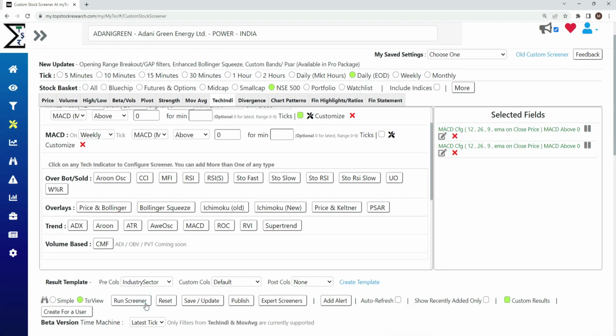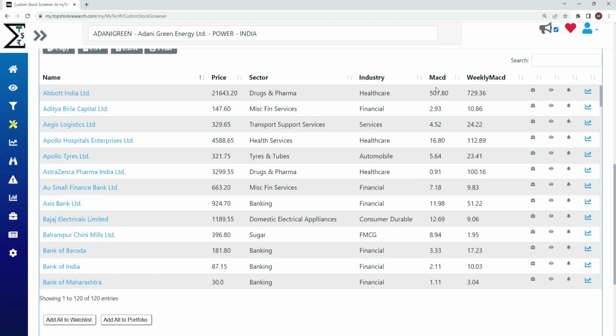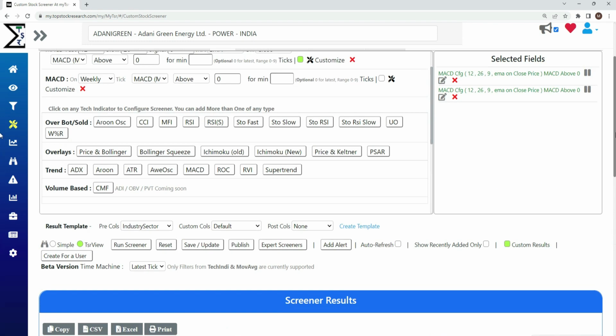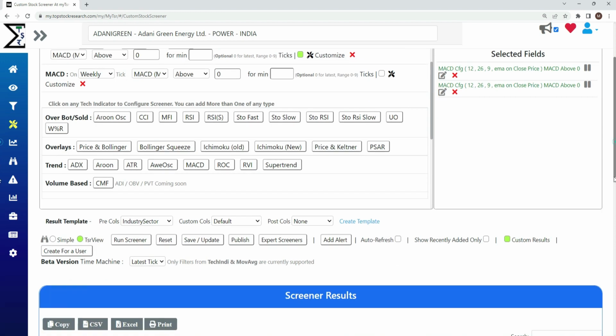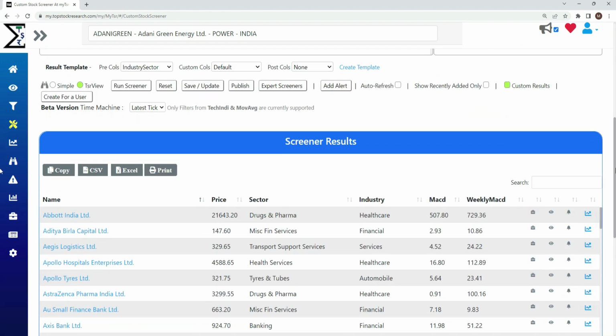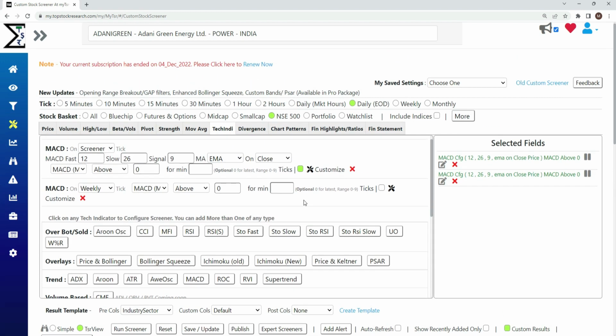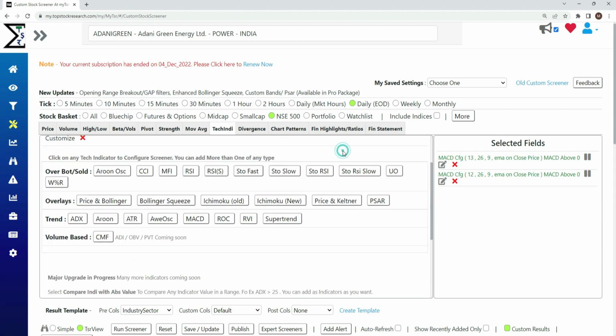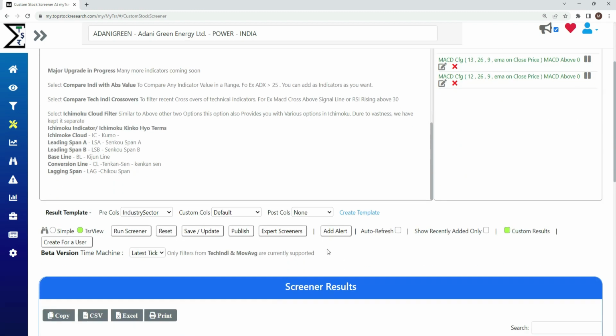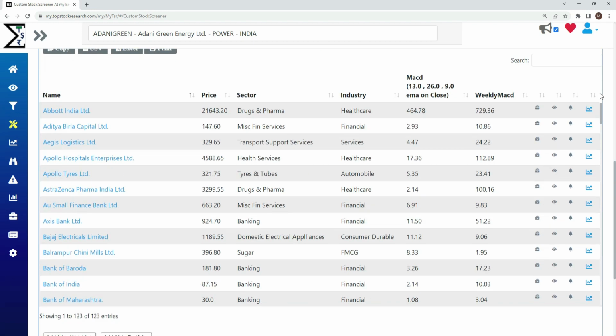So when you click on this one, you'll see quite a few stocks, MACD. What MACD will show you is basically the screener tick, so we don't have to repeat that it is daily, because that is the screener tick. Any other tick that you select will come with that name, for example weekly tick. For example, we change this to, let's say, 13 on a daily tick. Since we have changed it to 13, it can be confusing to just show MACD.